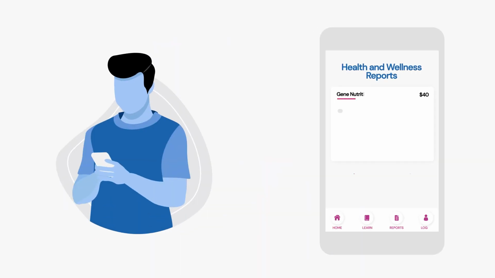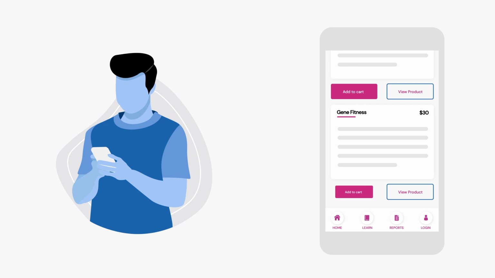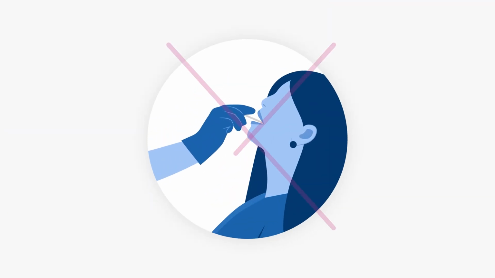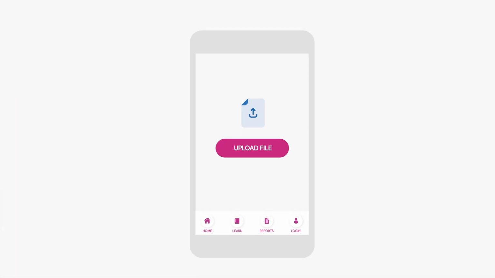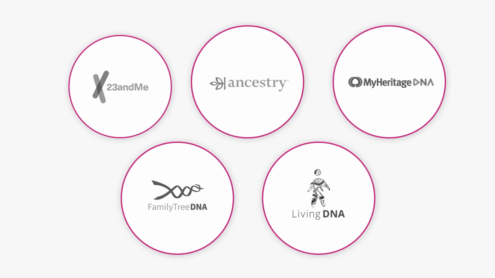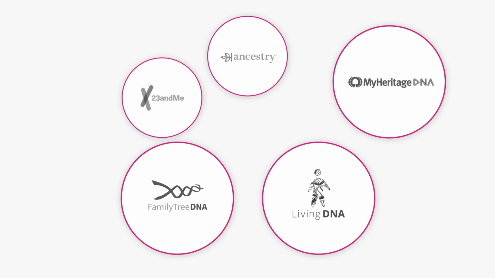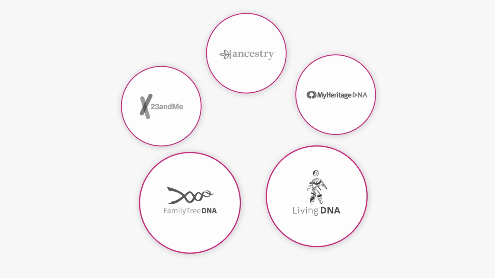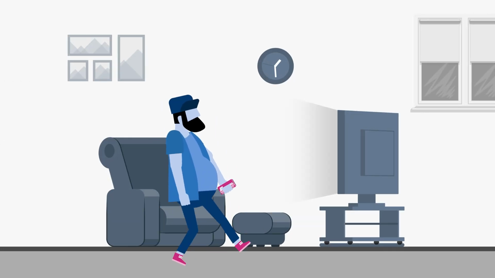Here's the best part. Ordering your personalized genetic report is a breeze. No need for a new DNA test. Just upload your existing Ancestry test DNA data. You know, from service providers like 23andMe, AncestryDNA, MyHeritageDNA, or from any of the sea of Ancestry testing companies. And your journey to a healthier you begins.